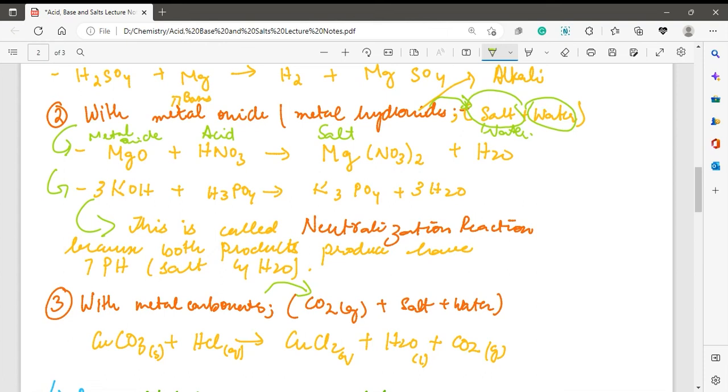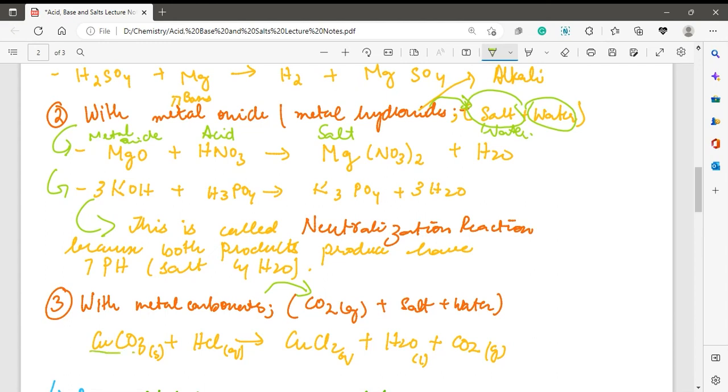Similarly, you can use the third reaction, which is the metal carbonate. You can react the unknown solution with the metal carbonate, and if it produces carbon dioxide gas, a gas which will turn lime water milky, you can identify that the reagent which you have is an acid. So it has three products: carbon dioxide gas, salt and water.